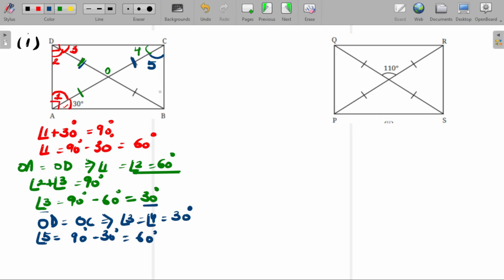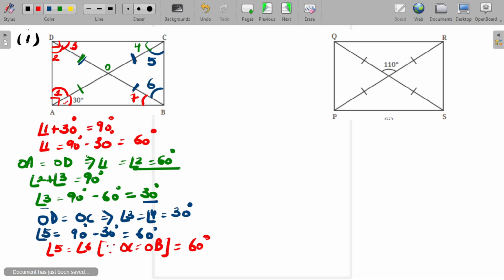Now angle number 6. Again we are applying this property of equality in a triangle: the opposite angles of equal sides will be equal. That means angle 5 is equal to angle 6. Why? Because OC is equal to OB, which gives 60°. If angle 6 is 60°, then quite obviously angle 7 will be 30°, right?